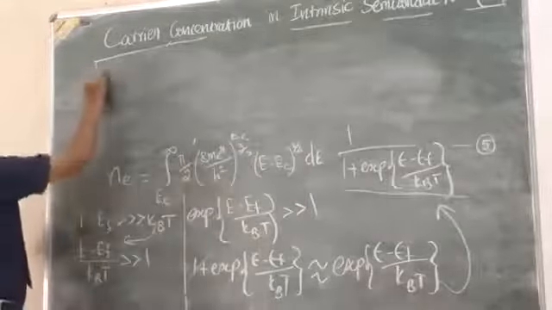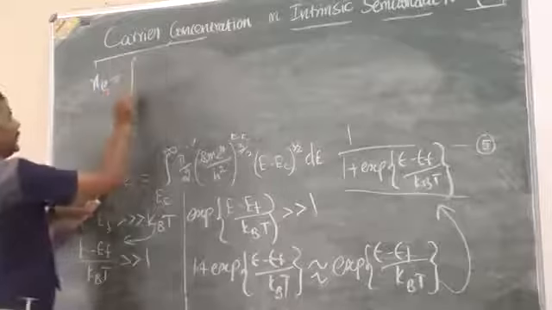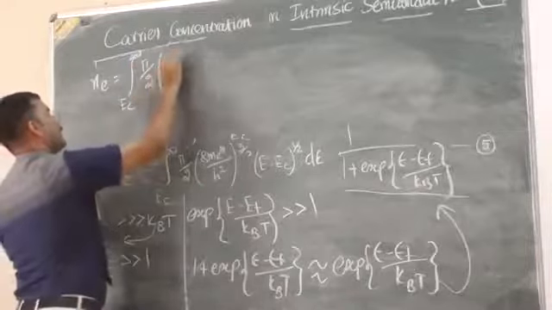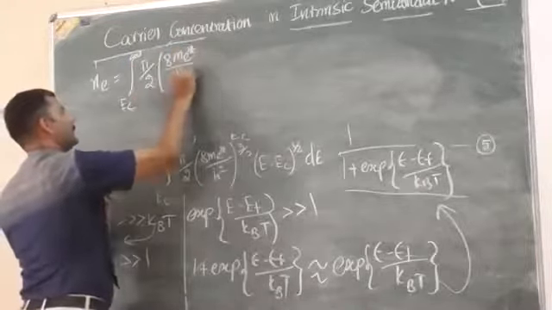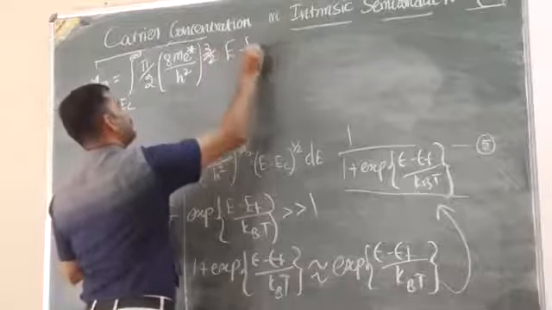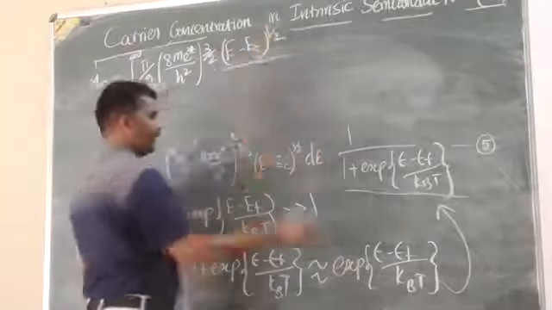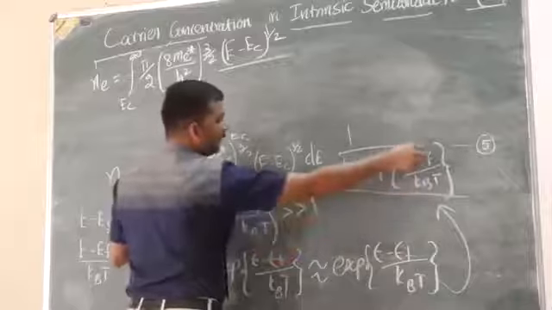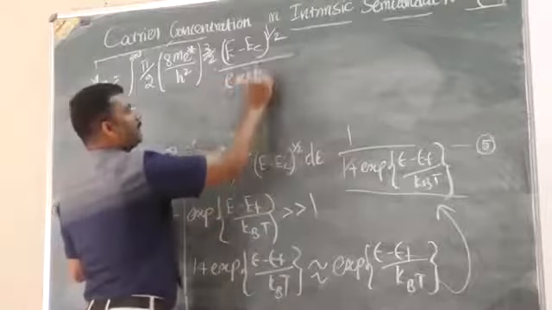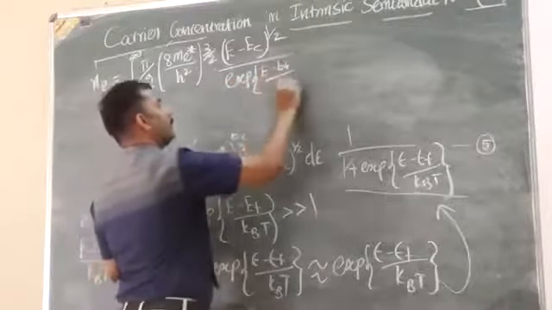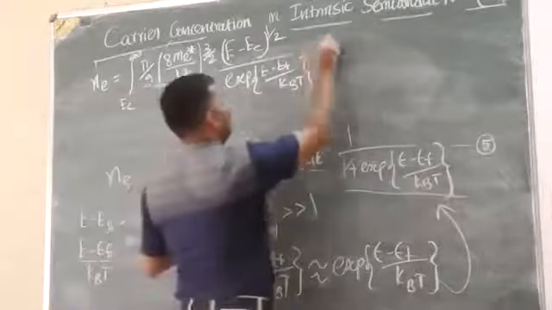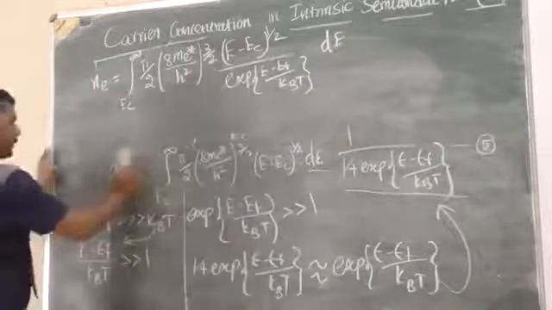Right? So the number of electrons in the conduction band, Ne, equals the integral from Ec to infinity of pi by 2 into (8 me star by h squared) whole power 3 by 2 into (E minus Ec) whole power half, divided by, instead of 1 plus exponential of (E minus Ef) by kBT, now we simply neglect 1, so we can write exponential of (E minus Ef) by kBT. I think one more term is there, that is dE. Right. So now we have substituted.